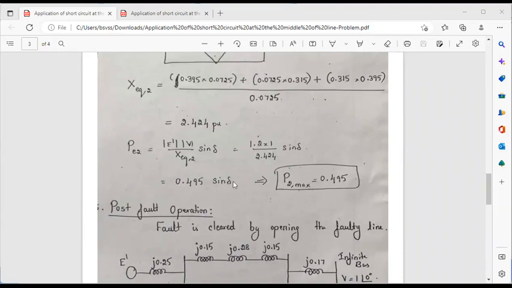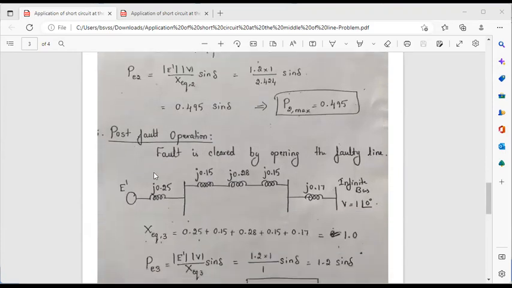When will we get sin del maximum? When del angle is equal to 90 degrees, we will be getting the maximum condition. So P2 maximum is equal to 0.495. And the third condition is post-fault condition. What is meant by post-fault condition? After the occurrence of fault.